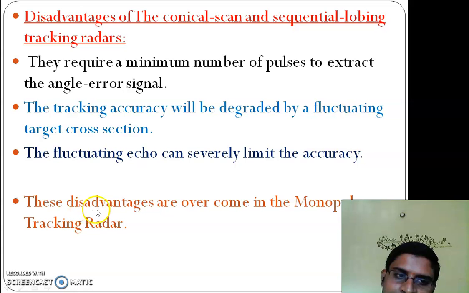So these disadvantages are overcome in the monopulse tracking radar. The monopulse tracking radar transmits only a single pulse, but it uses more than two antennas based on our requirement. So the monopulse tracking radar transmits only a single pulse, and these drawbacks are eliminated with the help of the monopulse tracking radar.